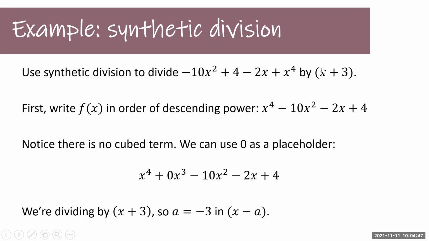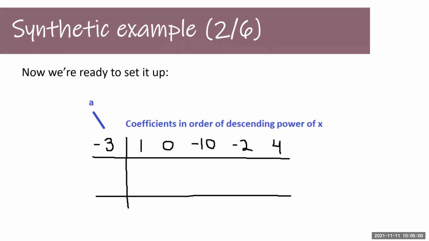We're dividing by x plus 3, and so if we have x minus a here, we know that a has to be negative 3 because x minus negative 3 will turn into x plus 3. Now we're ready to set up our synthetic division. Our coefficients go right here. So 1, 0, negative 10, negative 2, 4. And a goes right here. And I always draw these lines because that's just the way that I prefer to see it.